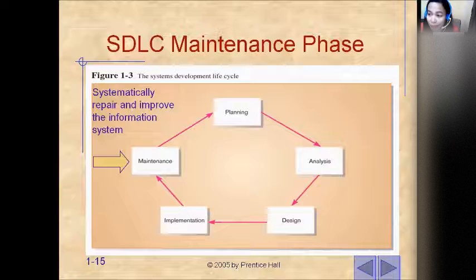As time goes by, when the client uses the information system, that's the time they're going to analyze what's lacking or what's wrong. So there's always room for improvement. That's why we have the maintenance phase. If there is something that we have to improve or maintain, we're going to start again with the planning phase. So it's just a cycle.